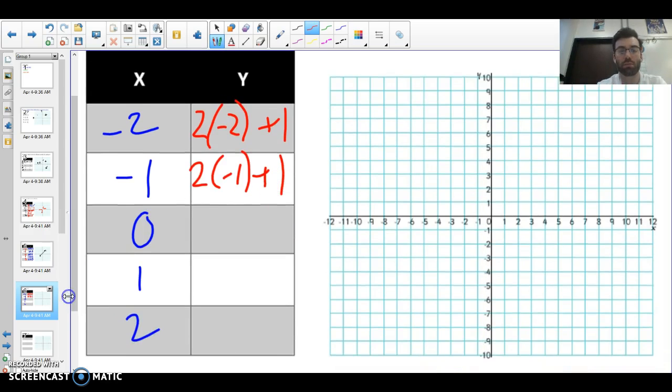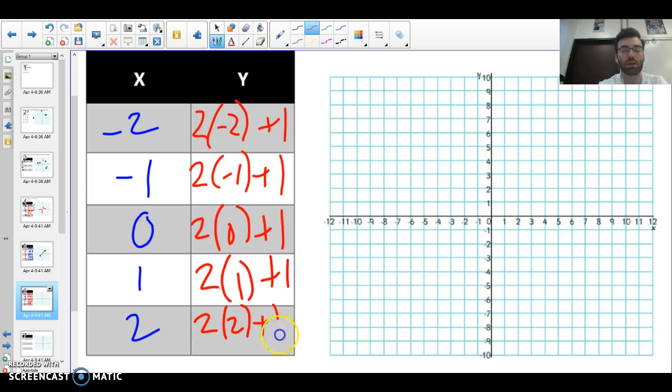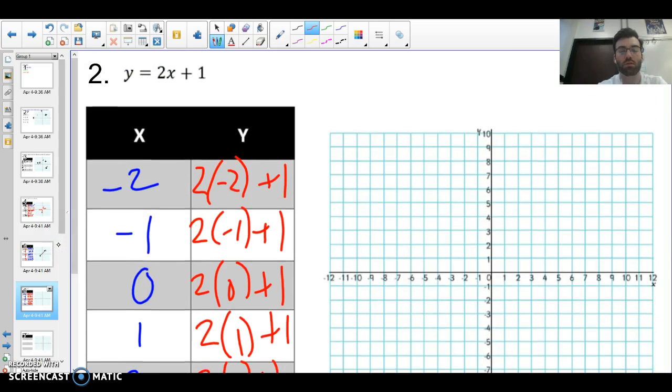Order of operations. Take the 2, multiply it by my x value, and add 1. Okay? Negative 2 times 2 is negative 4.